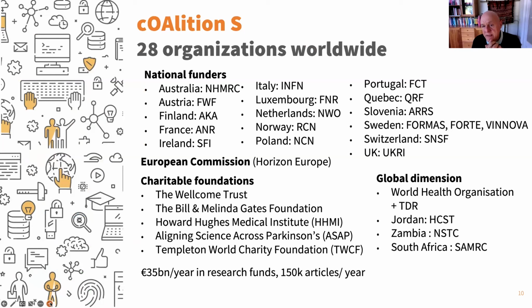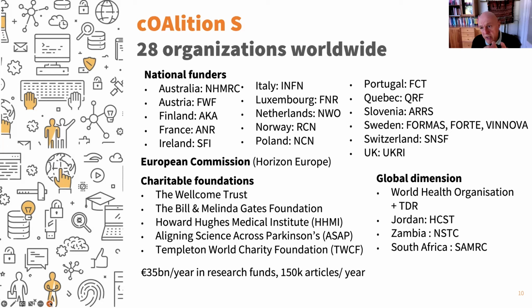Coalition S. So Coalition S is basically an alliance, an informal organization of 28 organizations worldwide, with a number of national funders from Australia to the UK. The European Commission with Horizon Europe is also aligned with Coalition S. We have a number of charitable foundations, mostly medical funders, as you can see, from the Wellcome Trust to Aligning Science Across Parkinson's. There's a global dimension with the World Health Organization, Jordan, Zambia, and South Africa on board.